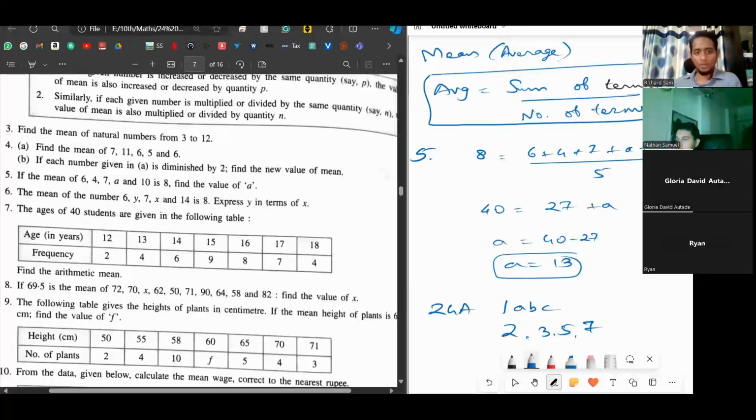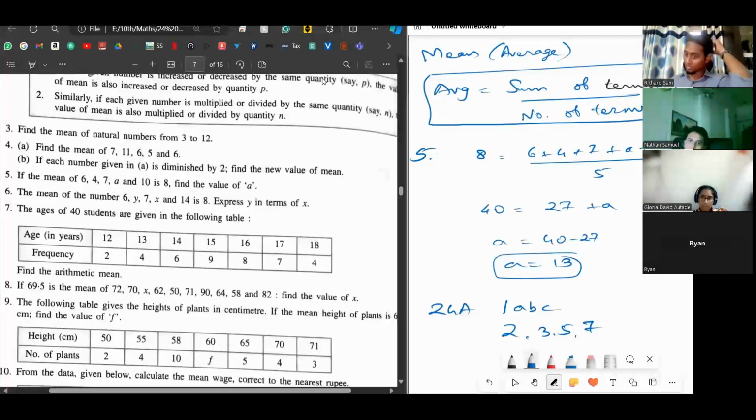Okay, all right. Our time is getting over. Do these sums as homework. And tomorrow we'll continue with both physics and maths. Tomorrow there's no tuition. Friday will be your next tuition.